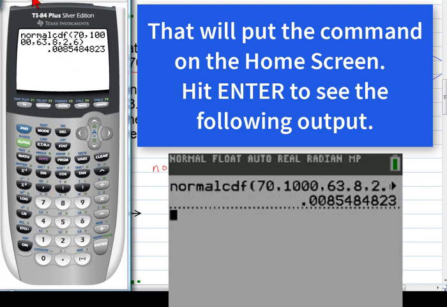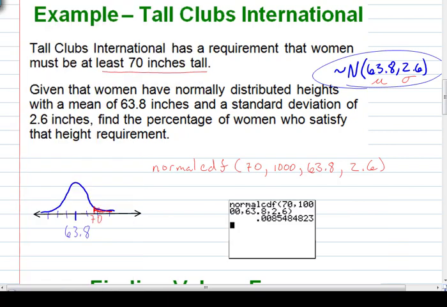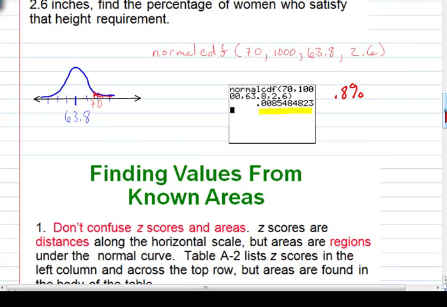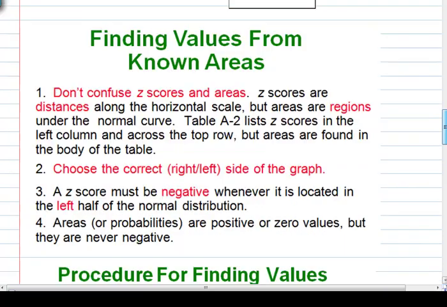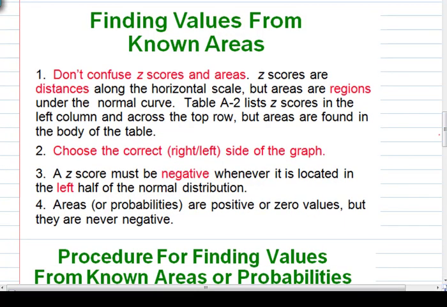So here's what we end up getting. That means then that this is the probability of a woman being 5'10" or taller. If we change that to a percent, that means that only 0.8% of the female population should qualify. Do you see how this is very similar to what we did in 6.2? Alright, finding values from known areas.